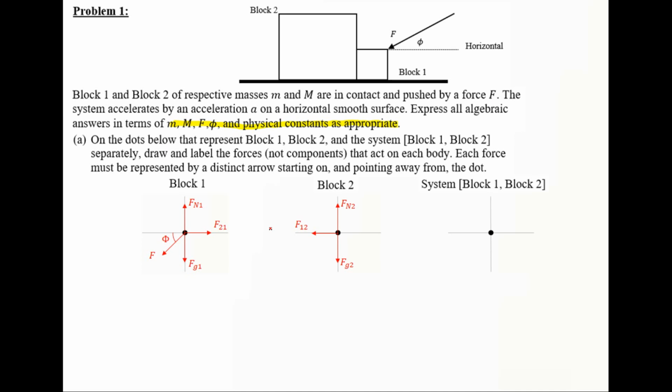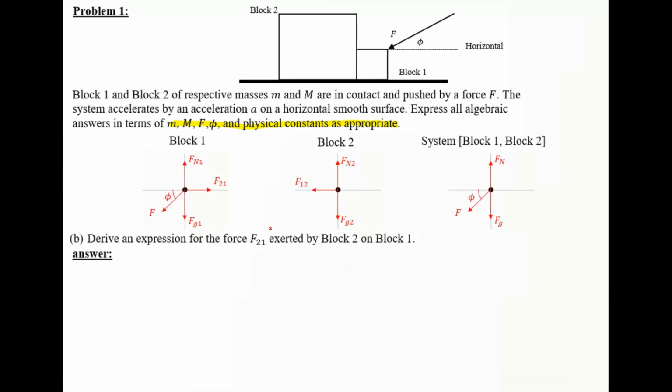Now for the system as a whole, that would be the pull of gravity down, the normal push up, and the force F making an angle phi with the horizontal.